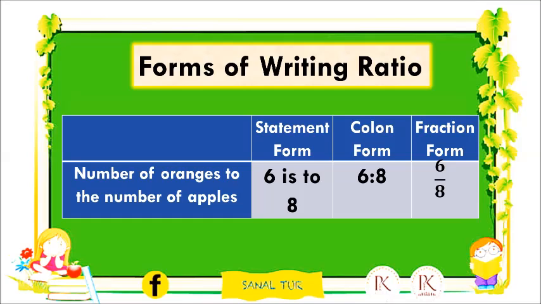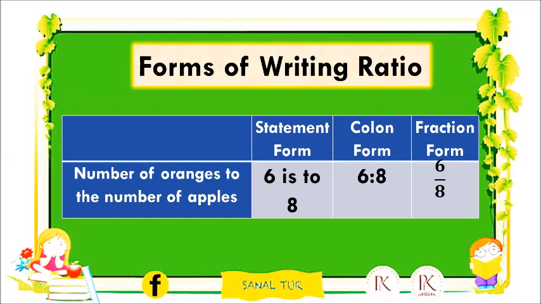Clear? Yes, okay. So when we say colon form, what is in between 6 and 8? We have the colon, the punctuation mark. So 6 is to 8. We have two dots in between. We call that colon. Next, we go to fraction form. When we say fraction, of course, we have the numerator, the fraction bar, and the denominator. Why is it I wrote 6 as the numerator, not 8?